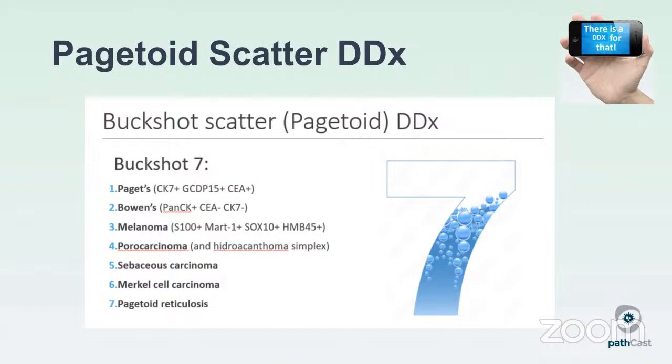Sebaceous carcinoma can have an intraepidermal pagetoid component. Merkel cell carcinoma, same, can be pagetoid in the intraepidermal area above the more dermal Merkel cell carcinoma. And pagetoid reticulosis, a form of T-cell lymphoma of the skin that presents with pagetoid atypical lymphocytes in the epidermis.